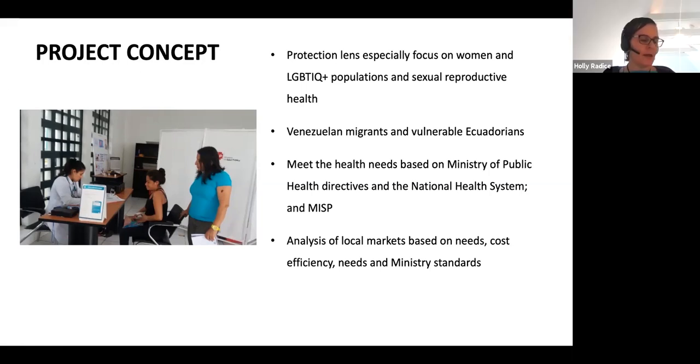That's great. As these needs depend on the participants, we've analyzed local markets for goods and services. So we've done a market assessment using the lens of cost efficiency, of needs, and also the ministry standards. And we've looked at both public and private sector providers to be part of this scheme. Next slide, please.